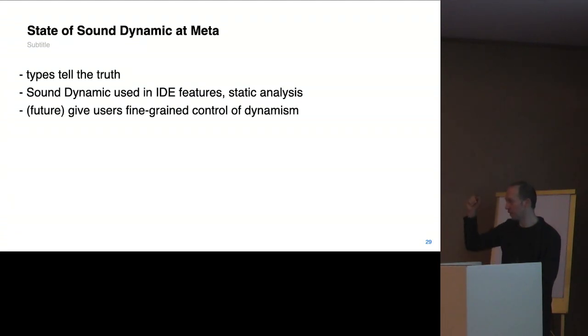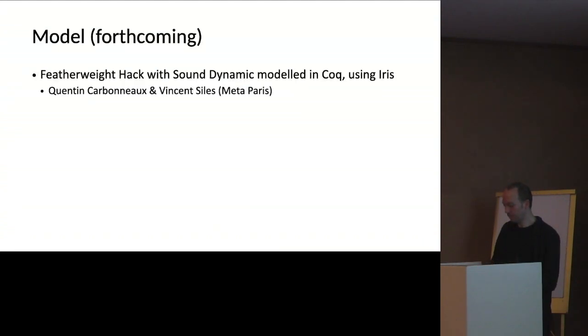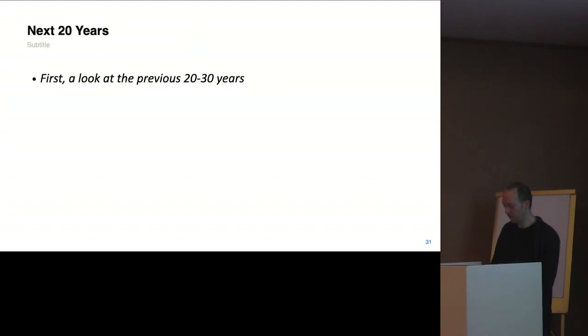So we do have a lot of like types now. We would like fewer of them, and we want to give users tools to opt out of dynamism where it's important to do so. This has been modeled in Coq. There should be a paper coming out soon.